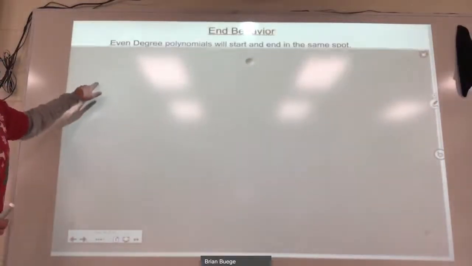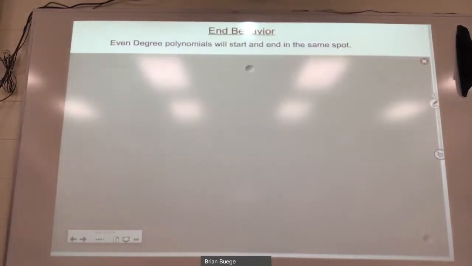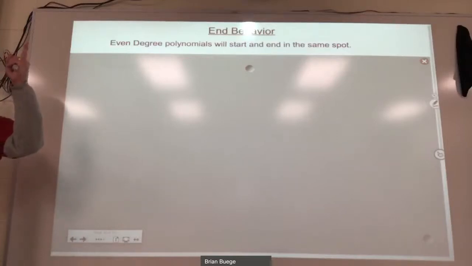Let's take a look. Here's your summary of things. Even degree polynomials, quadratics, and like we said, parabolas, W versus M, will always start and end in the same spot. If you're opening up, they're both going up to infinity. If it's opening down, they both go to negative infinity.